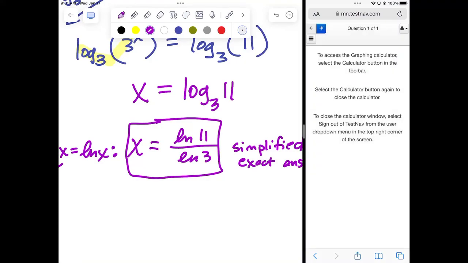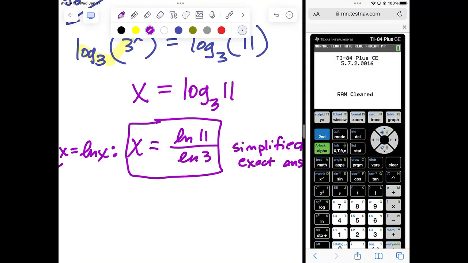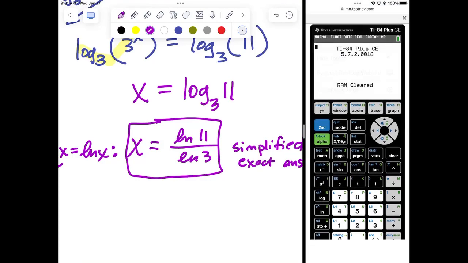Do you think it's going to be closer to 2 or closer to 3? It should be closer to 2, right? Why is that? It's on the smaller side. 11 is closer to 9 than it is to 27, right? So let's just type that in.